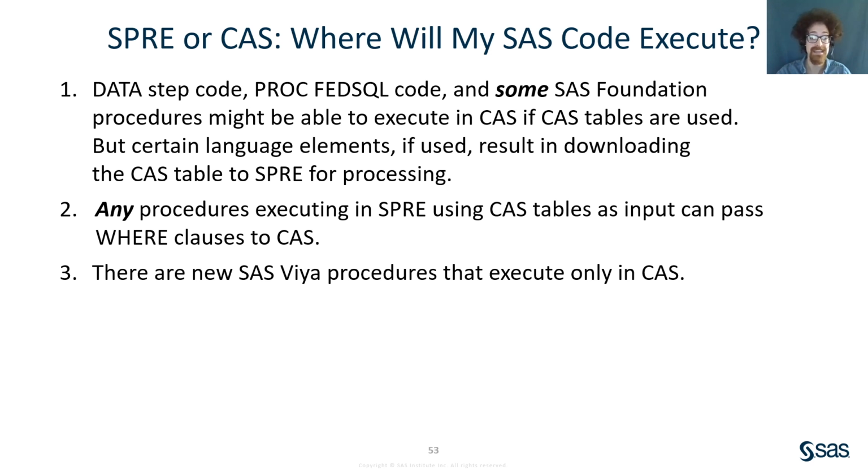Any procedures executing in SPRE using CAS tables as input can pass WHERE clauses to CAS. So what that means is that the CAS environment does the WHERE clause and subsets the data, and then brings some subset to SPRE for analysis. Finally, there are new SAS procedures that only execute in CAS. These are procedures essentially designed for the CAS server.